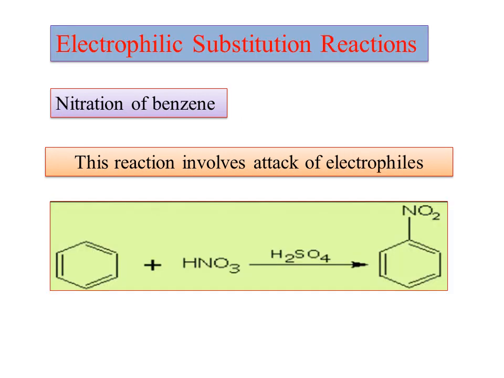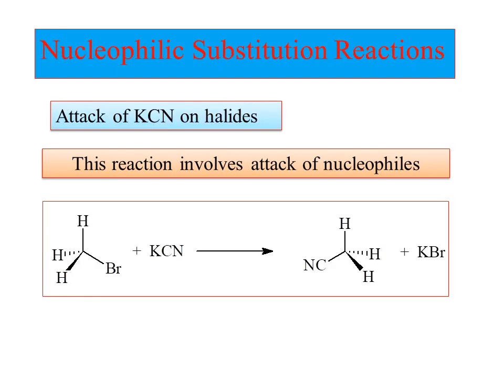Similarly, electrophilic substitution reaction: when you consider benzene, sulfonation of benzene, nitration of benzene, and Friedel-Crafts reaction are all examples of electrophilic substitution reaction on benzene. Here we consider the nitration of benzene, in which nitric acid and sulfuric acid combine together to form NO2 plus. That NO2 plus attacks the benzene to form nitrobenzene. This type of reaction is an example of electrophilic substitution reaction. Similarly, you have a nucleophilic substitution reaction in which the attack is made by the nucleophile.